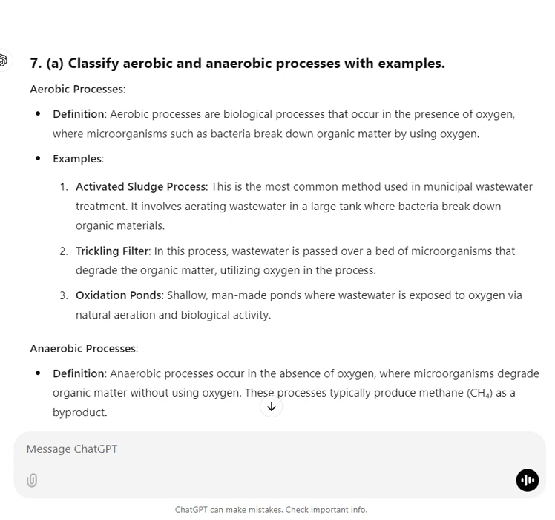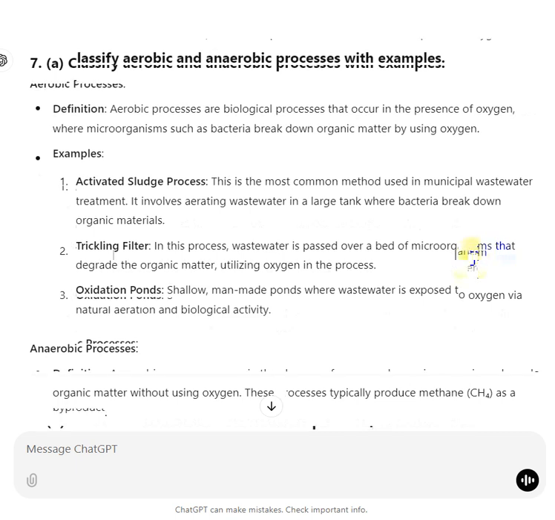2. Trickling filter. In this process, wastewater is passed over a bed of microorganisms that degrade the organic matter, utilizing oxygen in the process. 3. Oxidation ponds, shallow man-made ponds where wastewater is exposed to oxygen via natural aeration and biological activity. Anaerobic processes. Definition. Anaerobic processes occur in the absence of oxygen, where microorganisms degrade organic matter without using oxygen. These processes typically produce methane, CH4, as a byproduct.